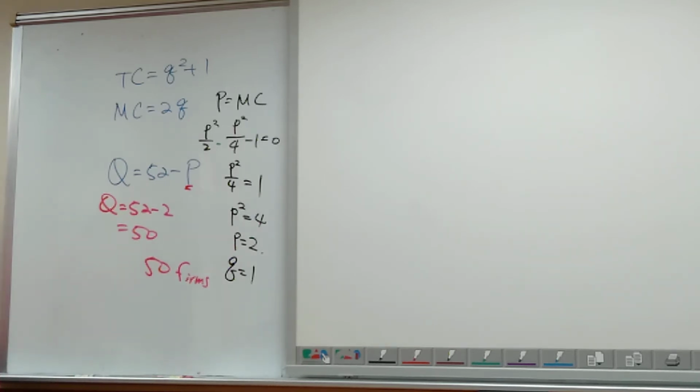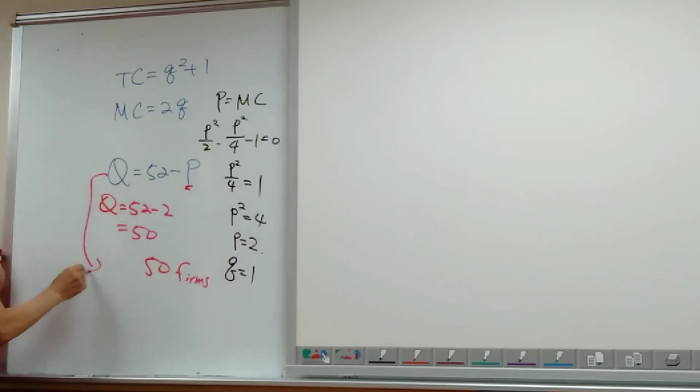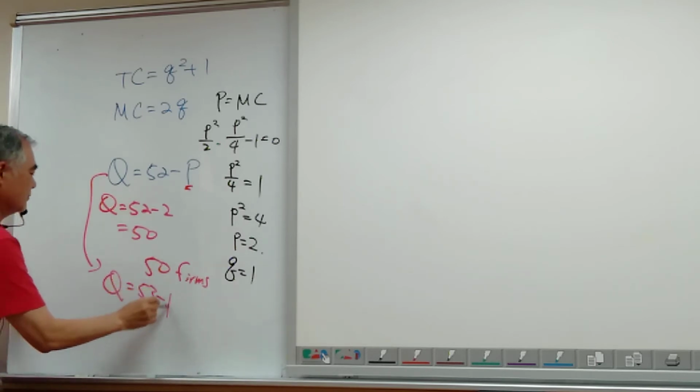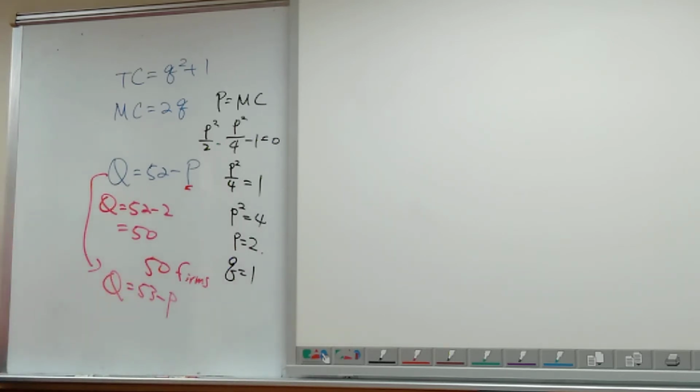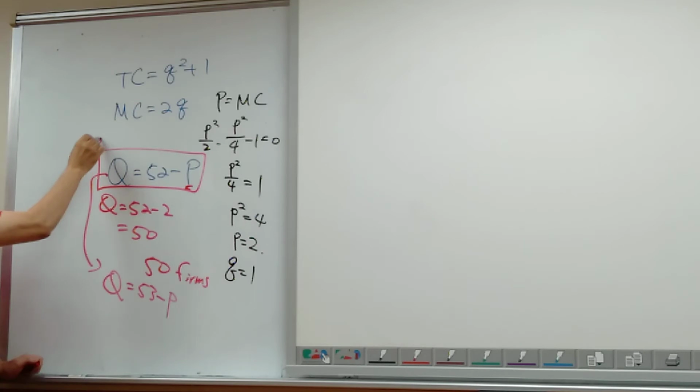Okay? Question B, it said if demand now shifts to QD is equal to 53 minus P. Okay? So now it is Q equal to 53 minus P. Okay, what is going to happen? And it asks, what are the long run price, equilibrium number of firms and the profit per firm? Okay? So what are you going to get? So this is the old one, right? And this is the new one.